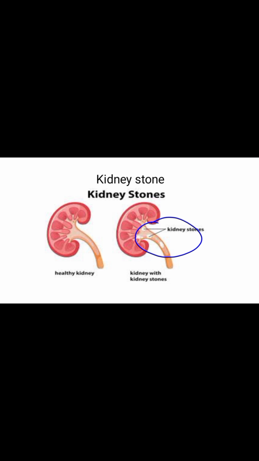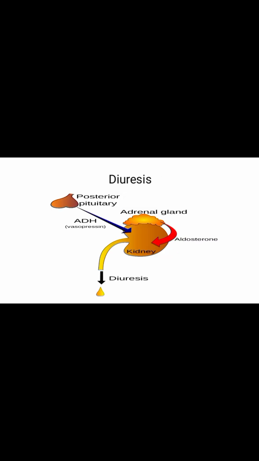I hope you are following. So that is for kidney stone. It will lead to a buildup of crystalline substances in the kidney tubule that will make passage of urine difficult. This is not like a real stone, but because of those crystalline substances, they become hard and are deposited in the tubules of the kidney. Then you also have diuresis. What is diuresis?